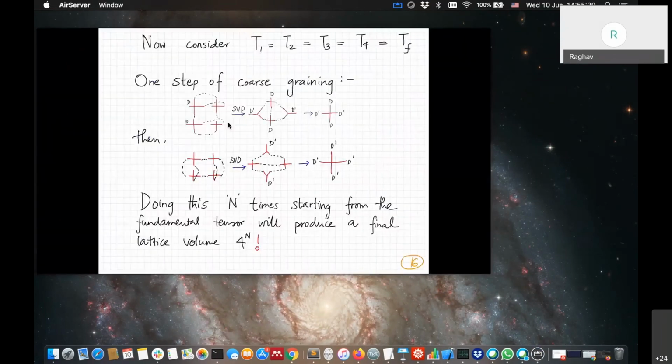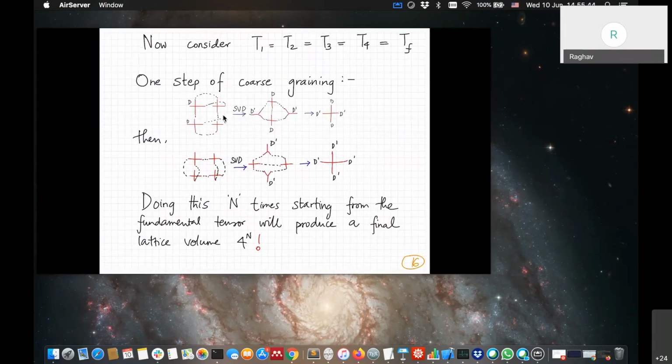So now let's look at this. I have about 5 minutes in which I can discuss this basic structure, and then we'll go back to the coarse graining coding later on, maybe starting tomorrow. So now what we want to look at is to consider T1 equal to T2 equal to T3 equal to T4, the fundamental tensor, right? So this is, for example, T1, T2, T3, and T4. But all of them are the same tensor, so their legs and everything else is the same.